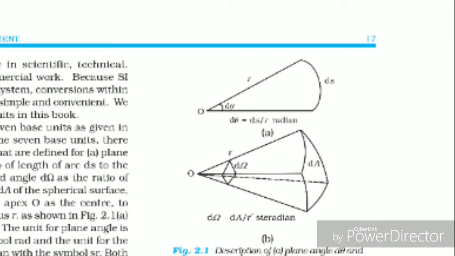When we take a square pyramid of base edge 1 centimeter and slant edge 1 centimeter, we get a solid angle at the corner of the square pyramid. That is equal to 1 steradian, and steradian is equal to area by r square, where r square means radius square.